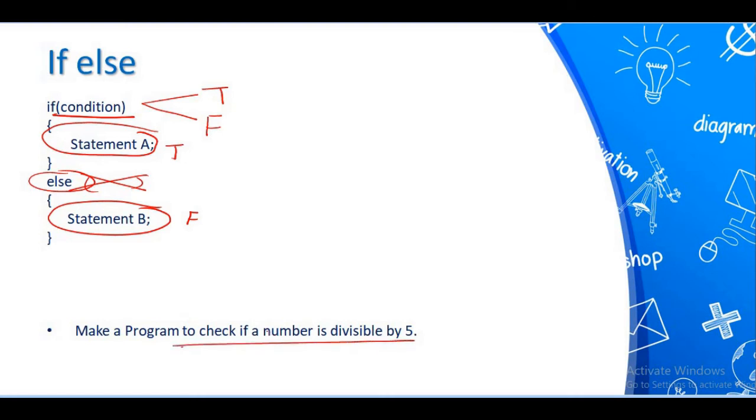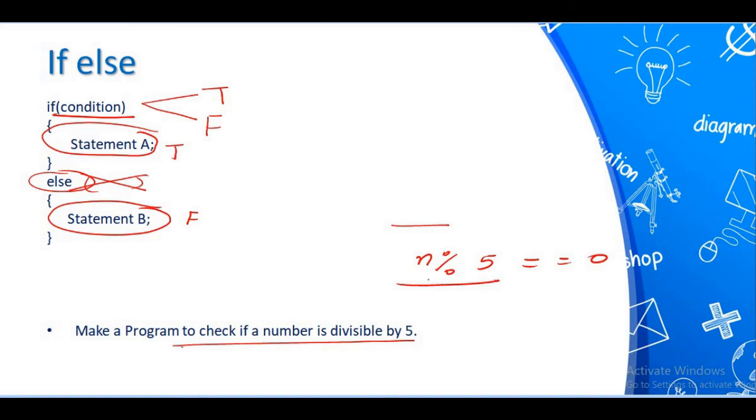Now we'll make a program using the if else statement, and the program is that we have to give a proper message if a number is divisible by 5. If the number is divisible by 5, then we will give a message like number is divisible by 5. Otherwise, we are going to give a message that number is not divisible by 5. So how are we going to check the divisibility? We will input a number and check: if the remainder is equal to 0, then it is divisible. If the remainder is not equal to 0, then it is not divisible.